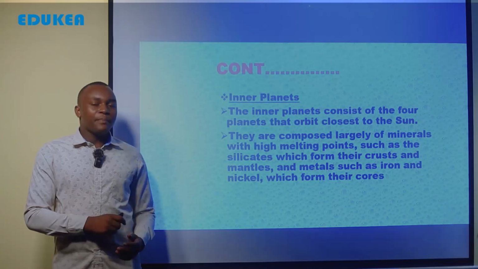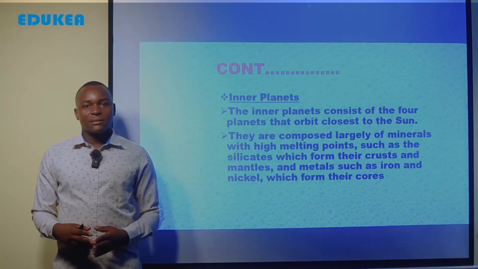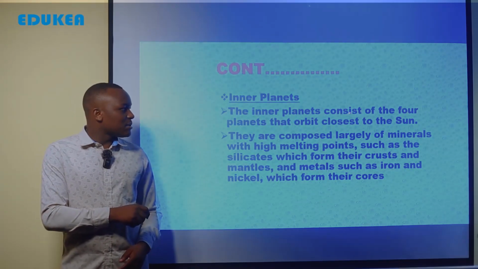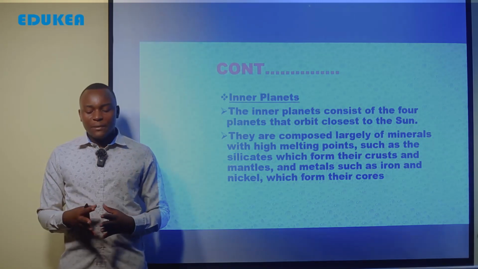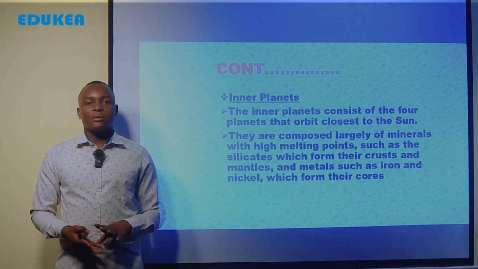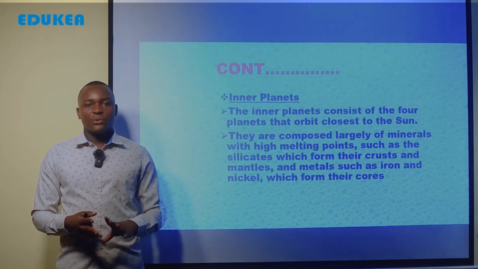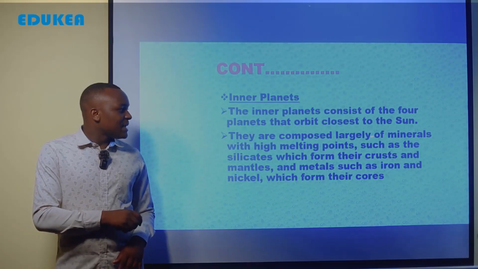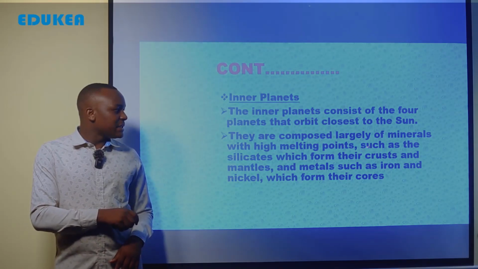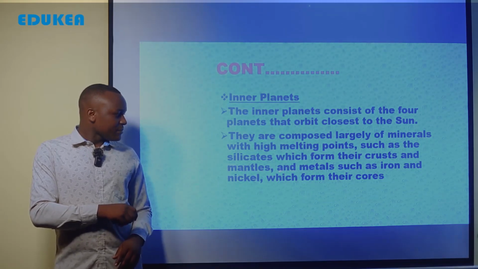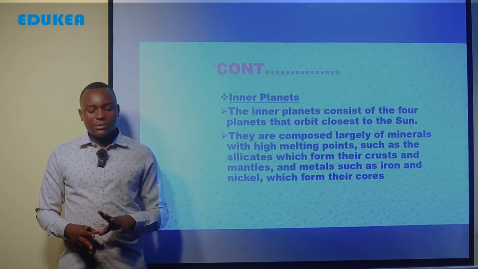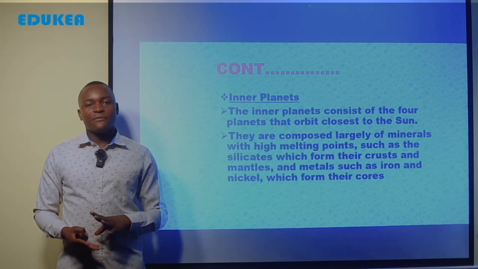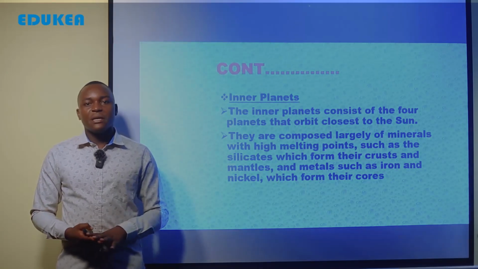Starting with inner planet, au sayari za ndani, we say that the inner planets consist of the 4 planets that orbit closest to the sun. Kwamba inner planet imecontain sayari kuu 4, ambazo zipo karibu sana na jua. They are composed largely of minerals with high melting point, such as silicate, which forms their crust and the mantle, and metals such as iron and nickel, which form their cores. Those 4 inner planets are rich in minerals, and those minerals have high melting point.